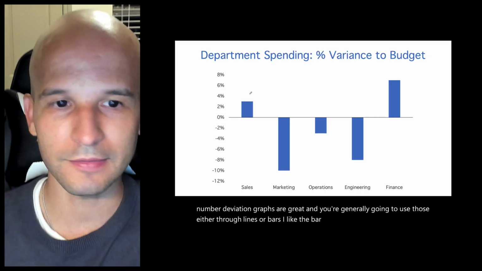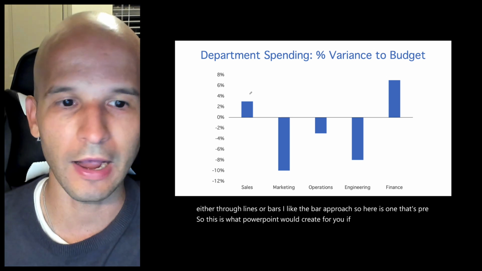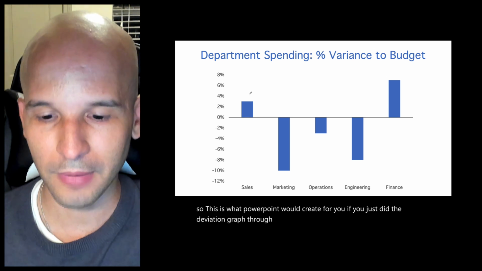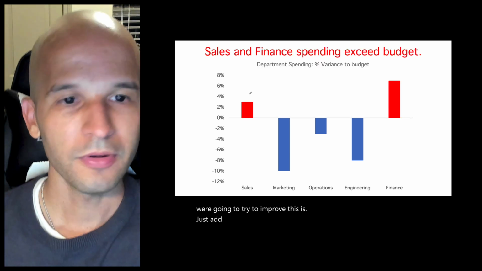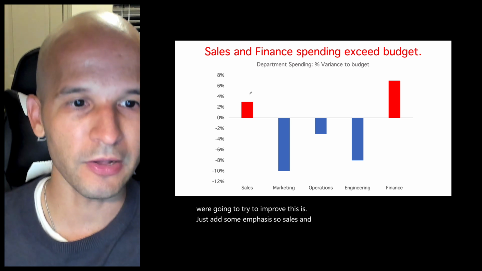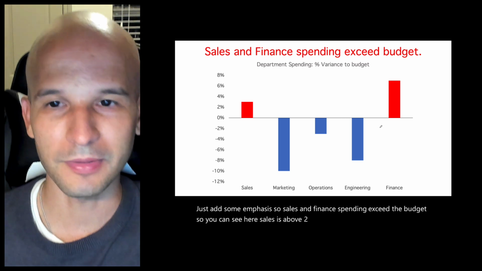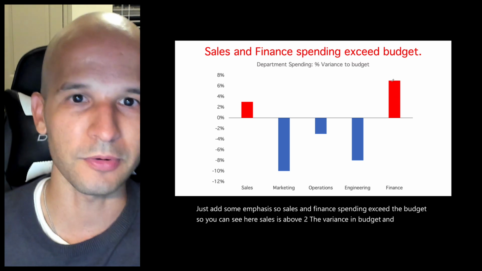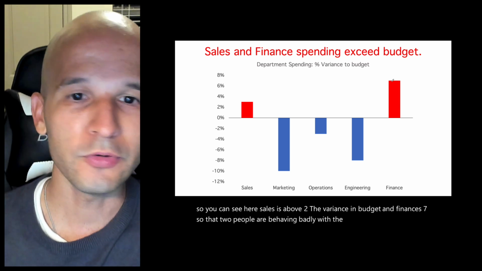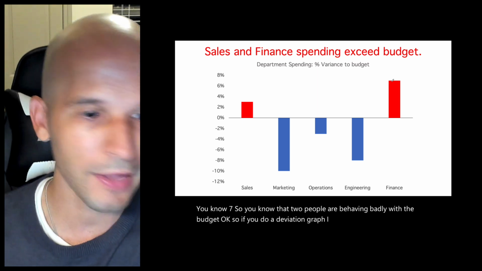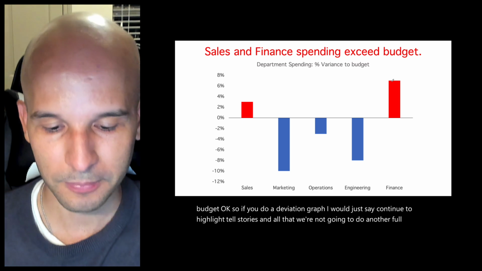So here's one. This is what PowerPoint would create for you if you just did a deviation graph. One thing I would say right away, if you were going to try to improve this, is just add some emphasis. Sales and finance spending exceed the budget. You can see here sales is above 2% variance in budget, and finance is 7%. So you know that two people are behaving badly with the budget. If you do a deviation graph, I would just say continue to highlight, tell stories, and all that. We're not going to do another full walkthrough on deviation.